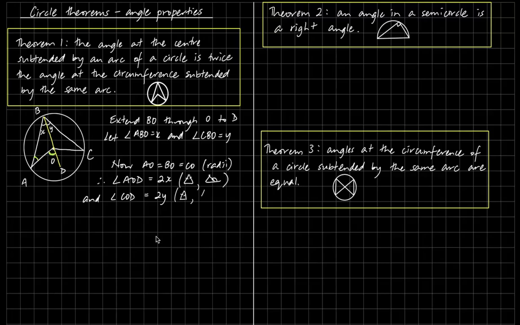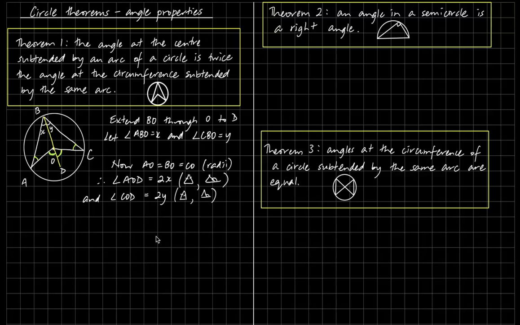So that's again using the fact that the other side triangle is an isosceles triangle because CO and BO are radius lengths, and so therefore this angle here is also y, and that means that the external angle is equal to 2 times y.